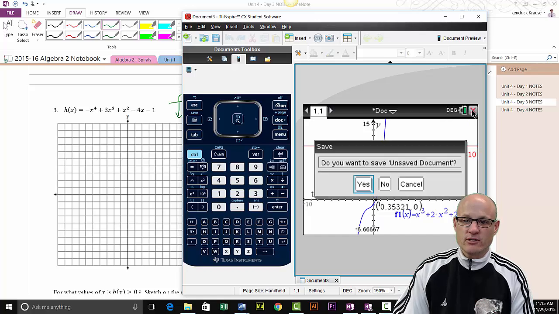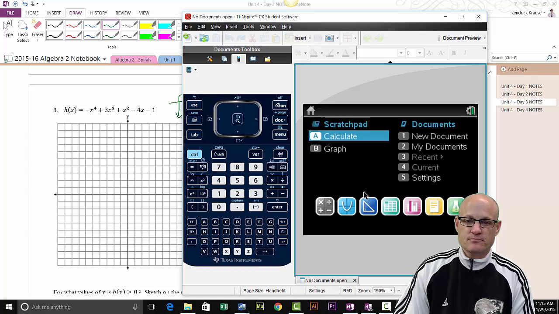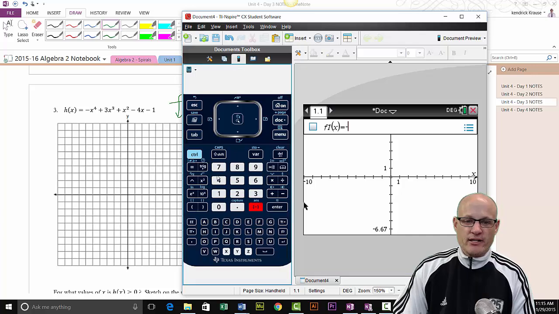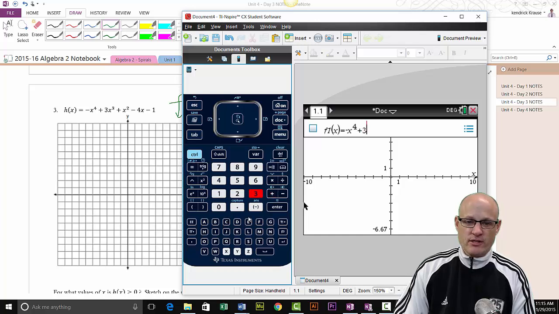So we're going to go negative X raised to the fourth plus 3X cubed. Get out of cube mode so you don't do anything stupid again. Plus X squared minus 4X.